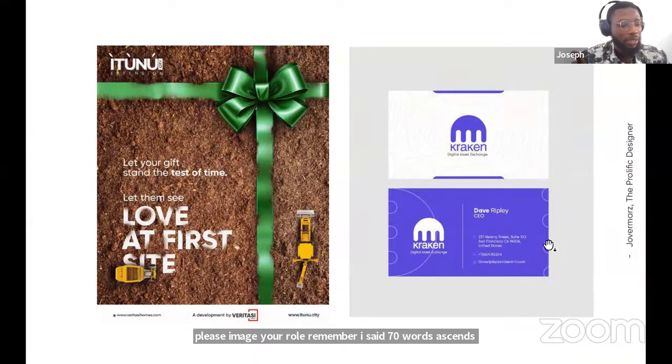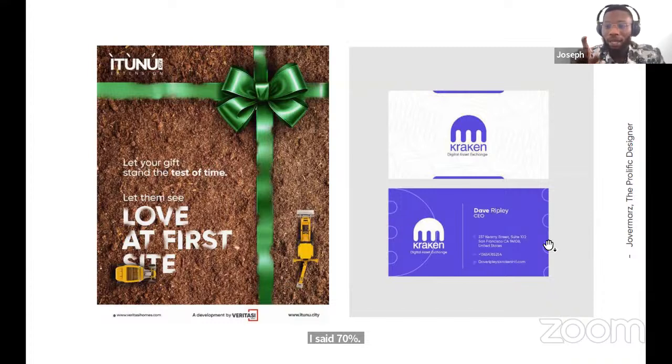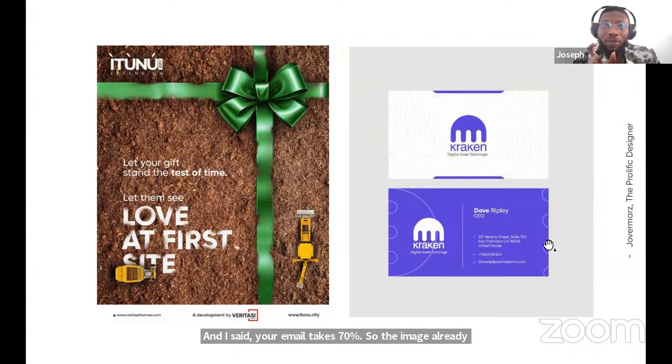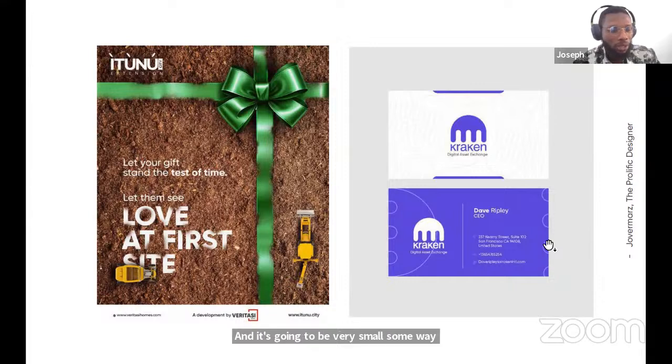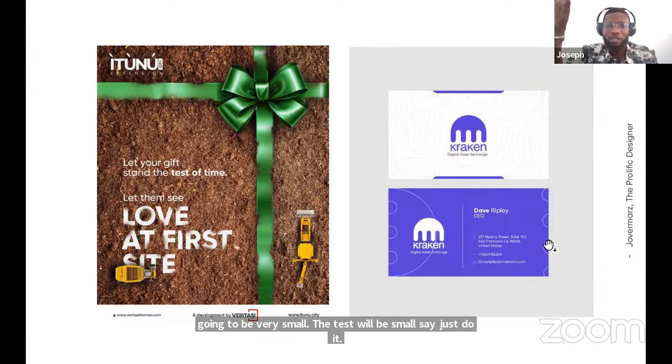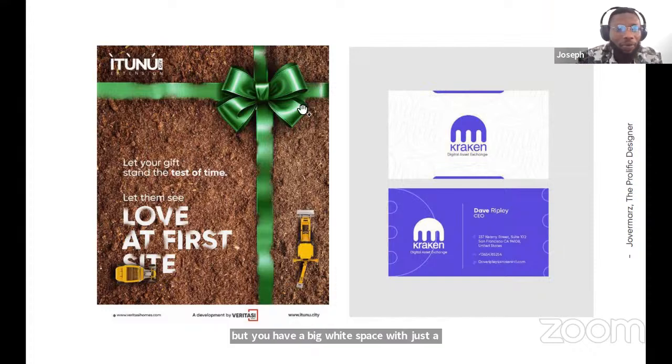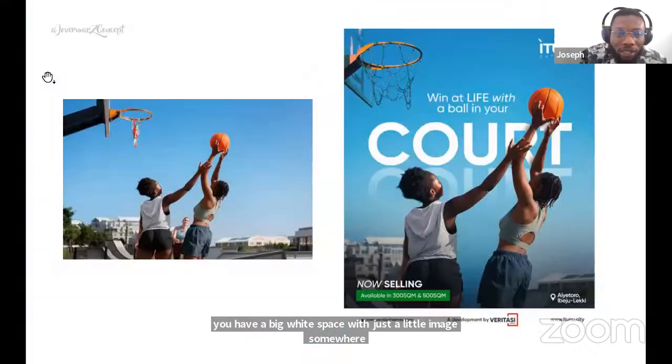Remember, I said your image takes 70%. So the image already takes 70%. The text is a complementing factor. Have you seen those Nike ads where you just see a short text that says, just do it? It's going to be very small, somewhere. But you have a big white space with just a little image somewhere, just like we have in the cover of this slide.